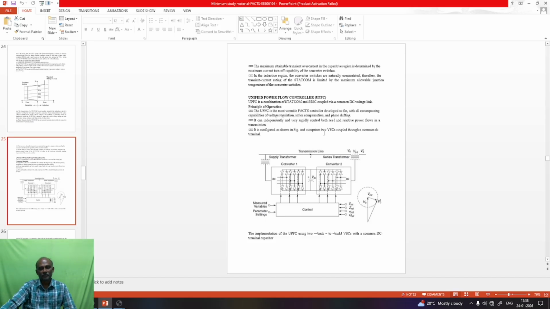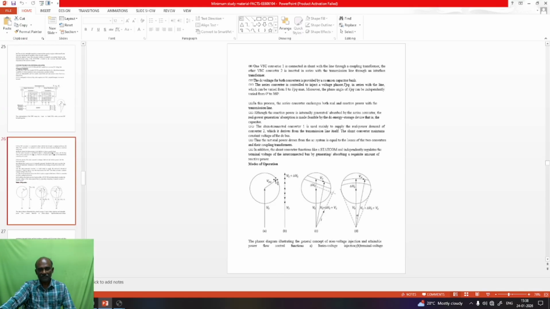But here we have two compensating devices. In the STATCOM, it is only a shunt compensating device. In the UPFC, we have both series as well as shunt compensating devices. There are two converters, one in series, the other in parallel. Using these, we are controlling the various power system requirements, the various modes of operation.